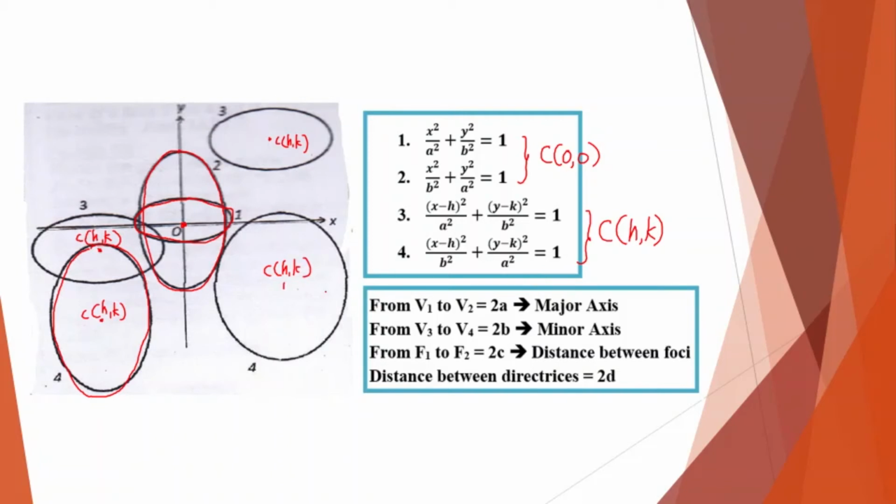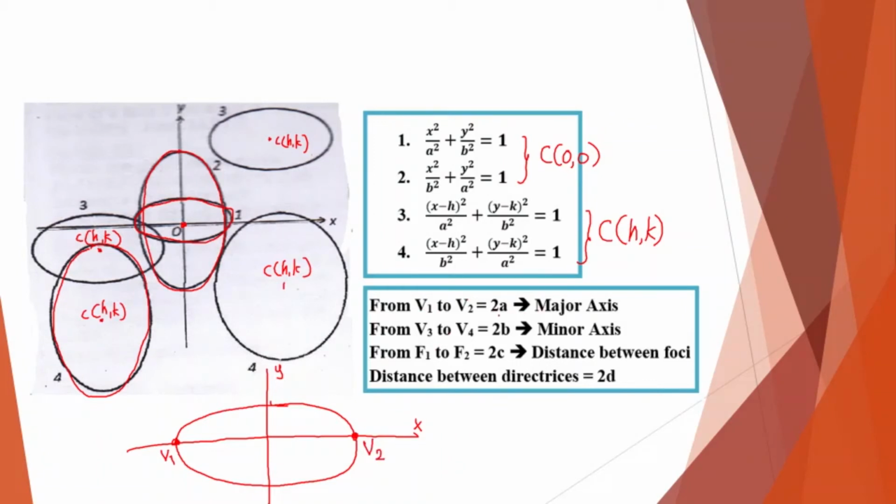Next, say we have this ellipse here, with the x and y axes. This is your V1, and this is your V2. The distance from V1 to V2 is equal to 2a, since it is a from here and a from this side. That is why the distance between the two vertices in this orientation is 2a. Next, say this is your V3 and this is your V4.